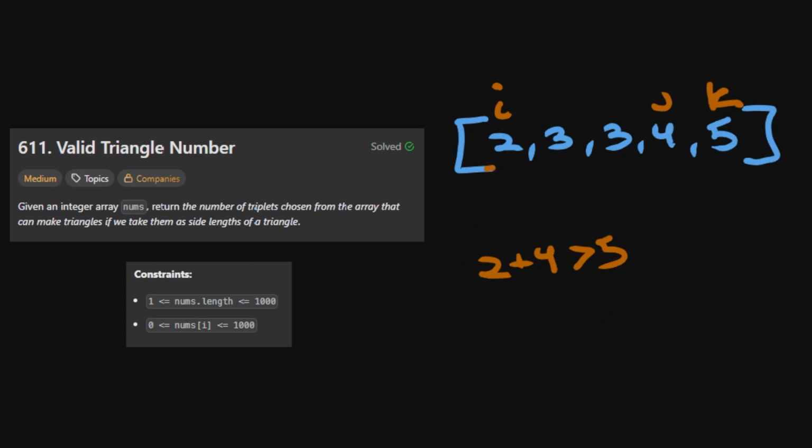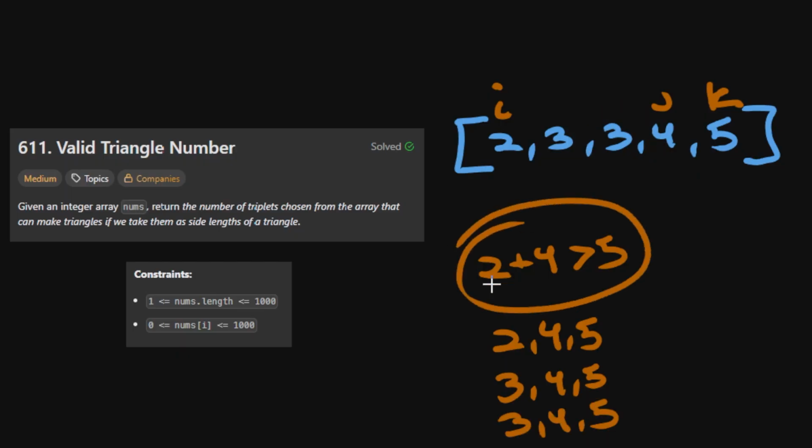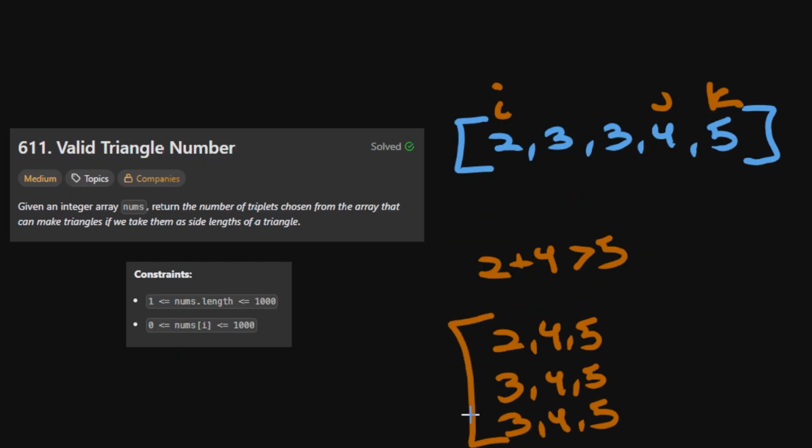This means that this triangle is valid, and this also means that 3, 4, and 5 is also valid, and 3, 4, and 5 with this 3 is also valid. So we only had to check this to know that we had 3 valid triangles here. So we can add 3 to the result at this point. And we don't even need to check these values.